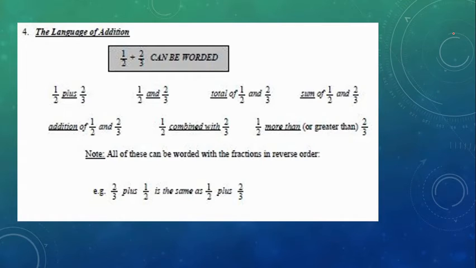The language of addition. 1/2 plus 2/3 can be worded 1/2 plus 2/3, 1/2 and 2/3, a total of 1/2 and 2/3, the sum of 1/2 and 2/3, addition of 1/2 and 2/3, 1/2 combined with 2/3, 1/2 more than or greater than 2/3 also means in addition. Note, all of these can be worded with fractions in the reversed order. 2/3 plus 1/2 is the same as 1/2 plus 2/3.